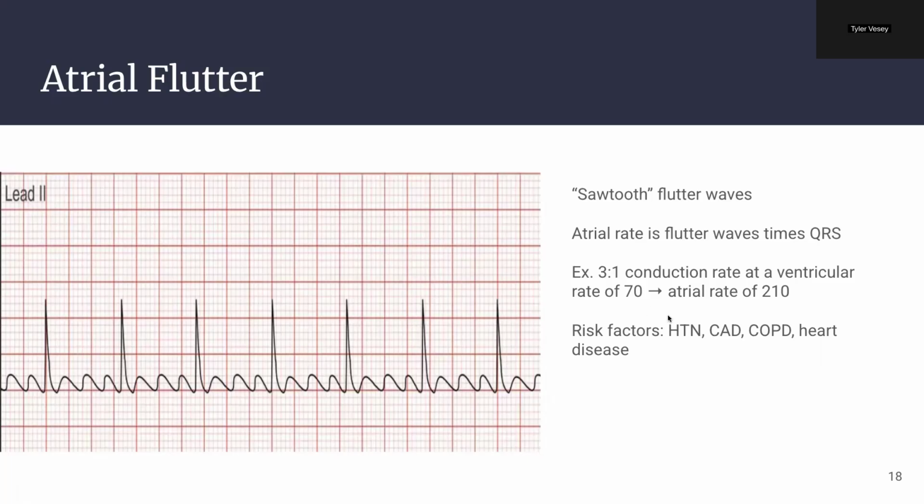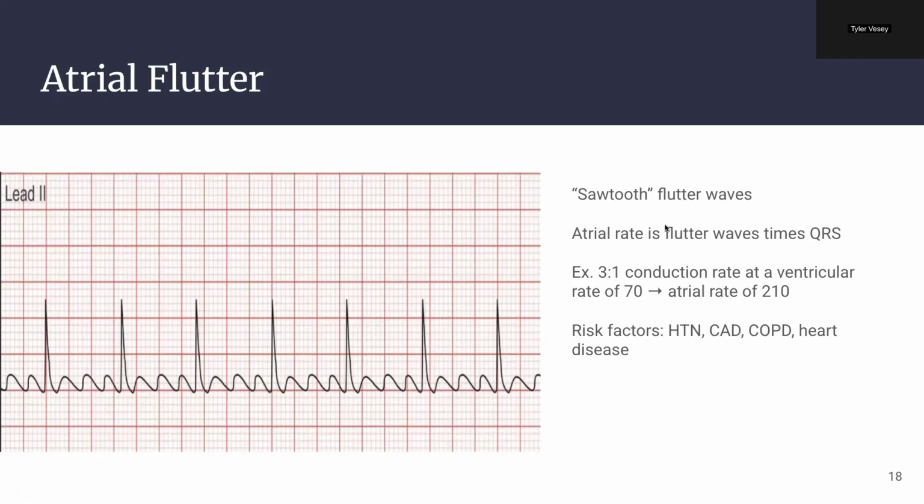And obviously, you're not going to be able to move a significant amount of blood if the atria are contracting that fast. So that's why a lot of people feel palpitations, lightheadedness, dizziness, some symptoms along those lines. So yep, you have the sawtooth pattern. You get your conduction rate. This is a 3 to 1. We're going to treat this very similar to AFib. It's the same medications. And then again, we have to wait for this rate to get up into the 150s.